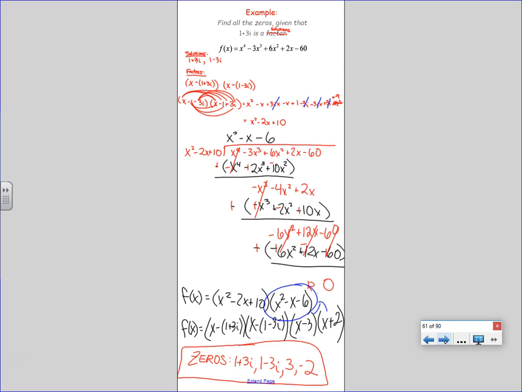Imagine our zeros were 2 and 0. We'd do x minus 2 and x minus 0. So I'm just taking the x minus and putting the first zero in, and the x minus and putting the second one in. Because from solutions, from a's, I make factors of x minus a.